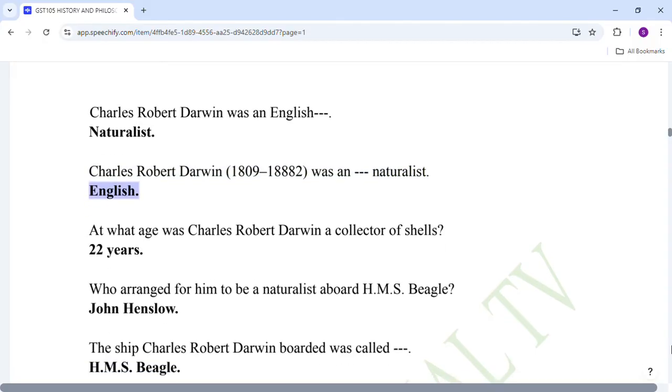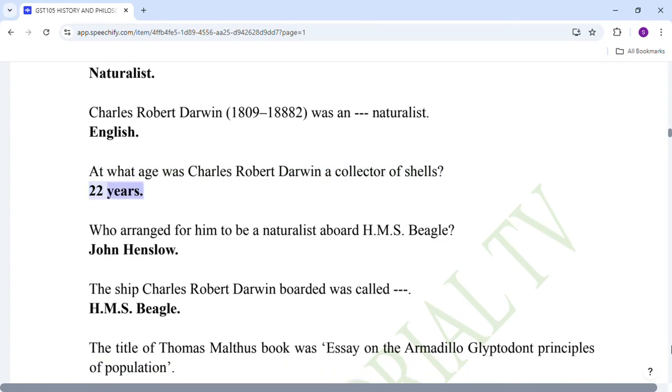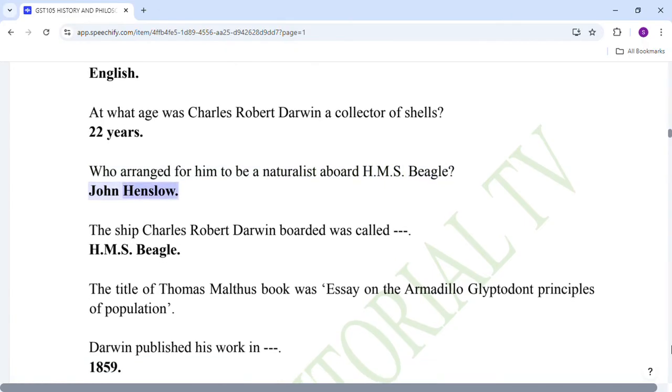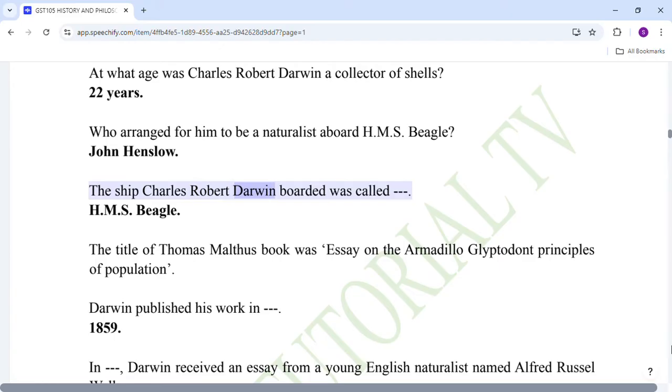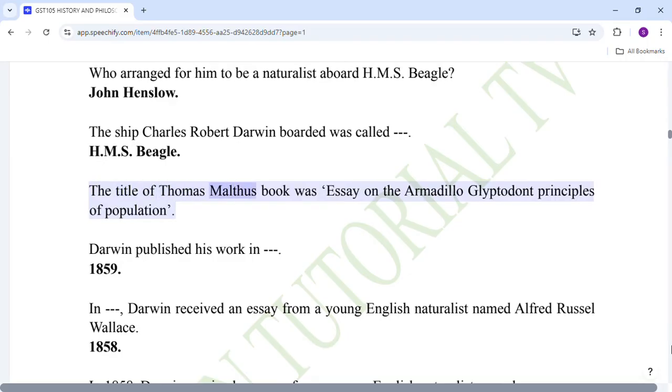At what age was Charles Robert Darwin a collector of shells? 22 years. Who arranged for him to be a naturalist aboard HMS Beagle? John Henslow. The ship Charles Robert Darwin boarded was called HMS Beagle. The title of Thomas Malthus' book was Essay on the Principles of Population.